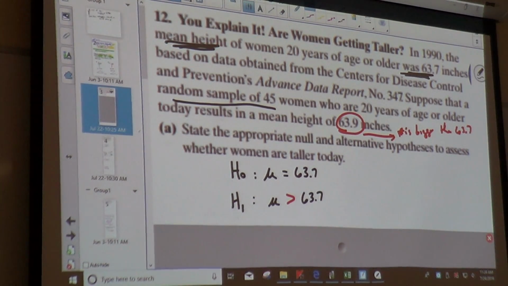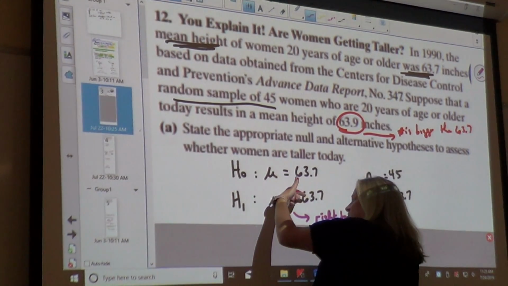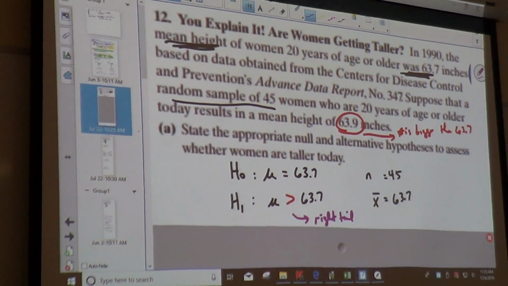Random sample of 45. So what is 45 going to equal? Our n. The x bar, what is our mean? 63.9. Is this right-tailed, left-tailed, or two-tailed? Right. It is right-tailed. And the reason it is right-tailed is because this is pointing to the right. It's like a little right arrow. So because this is pointing to the right, that's telling me it's going to be a right-tailed test. Are we good for the first one?